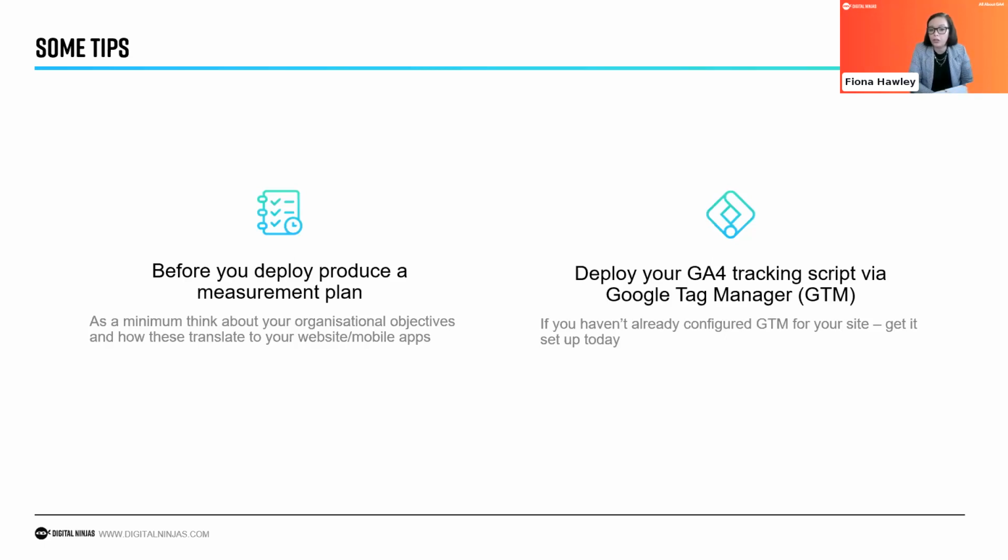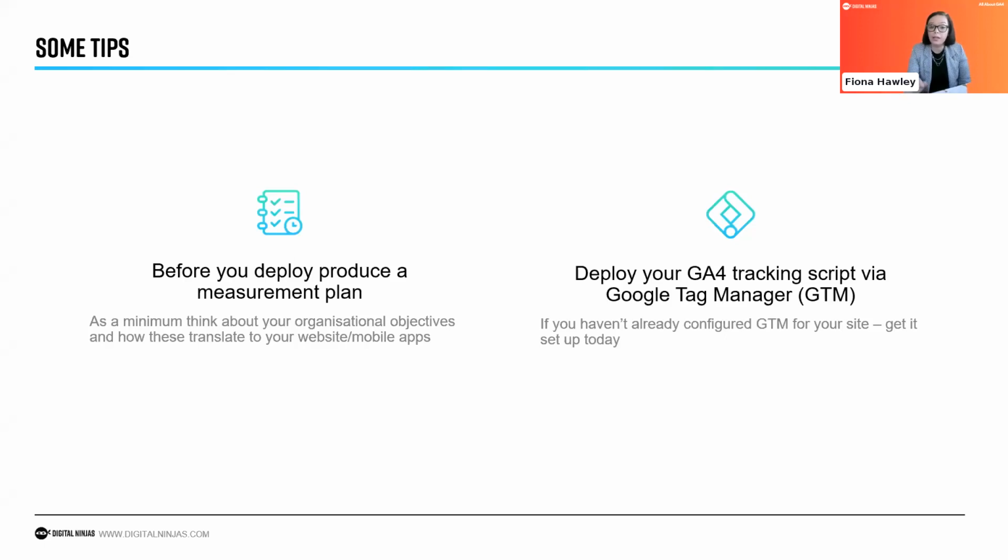Then you can create a new GA4 tag in GTM by selecting Google Analytics GA4 configuration as the tag type, and you enter your GA4 tracking ID in the appropriate field. Once you've created your GA4 tag, you can add it to a GTM trigger, which specifies when the tag should fire, which the majority of the time is all pages. After saving and publishing your GTM container, your GA4 tracking script will then be deployed.